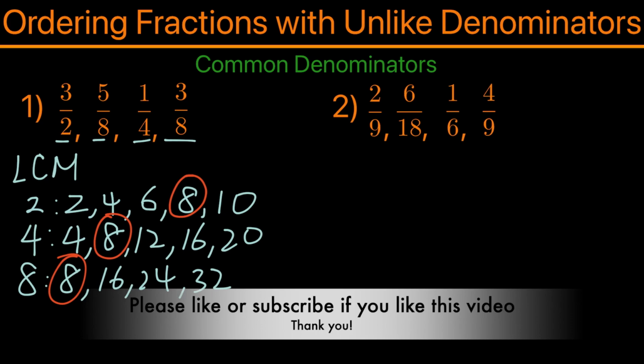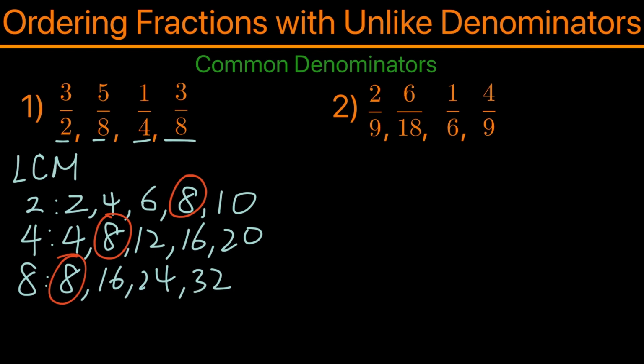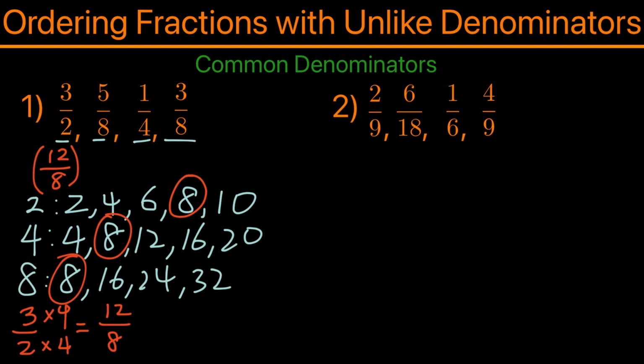Now that we know the value is 8, what we need to do is convert each of them so that they have the common denominator of 8. So for 3/2, if we were to convert to 8, that means the denominator needs to times by 4 and the numerator needs to times by 4. And we get 3 times 4 is 12. So 3/2 is equivalent to 12/8. So we'll write 12/8 underneath 3/2.